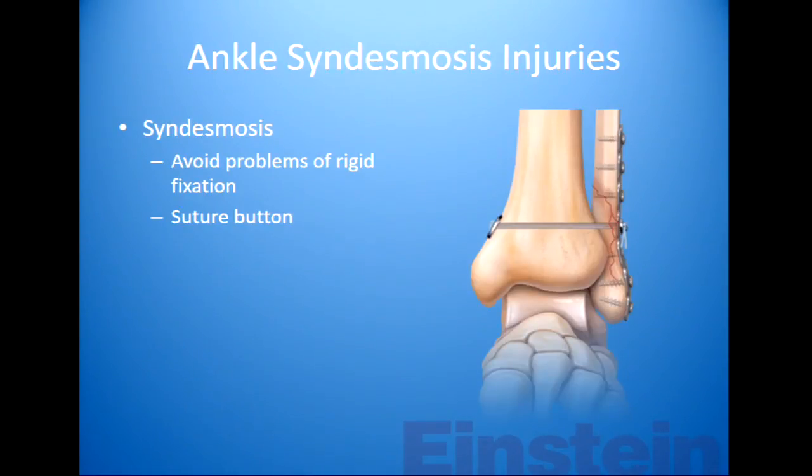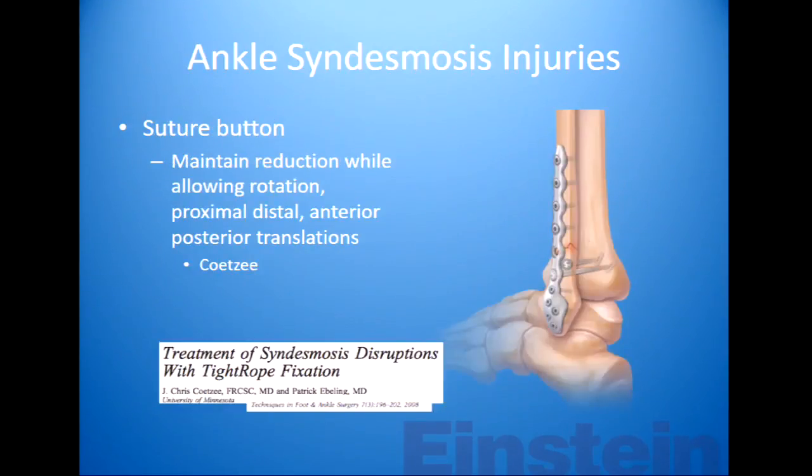So this idea of the rigid screw, the rigid clamp being a problem, suture buttons are fairly commonplace now. It's essentially a way to compress or squeeze between the fibula and tibia, give the soft tissues time to heal the ligaments, and the buttons are outside the bone, the suture holds between those two. And Chris Coetzee from Minnesota published on this in 2008. And the idea is that you can maintain reduction, avoid that widening of the syndesmosis or the mortise, and still have actually a little bit of motion, which is physiologic.